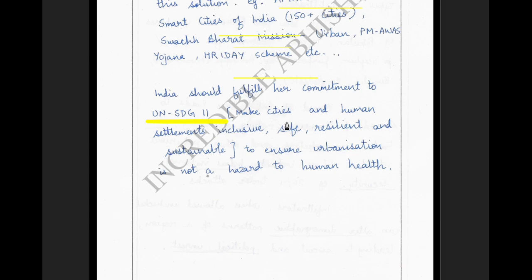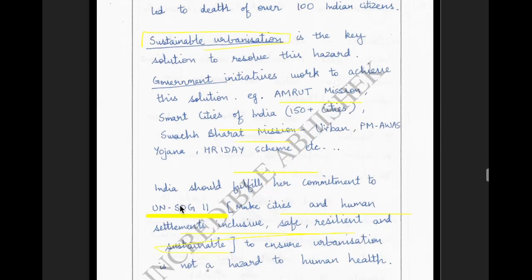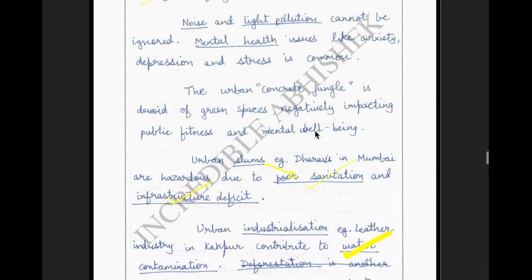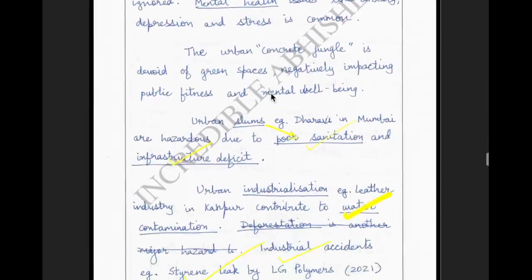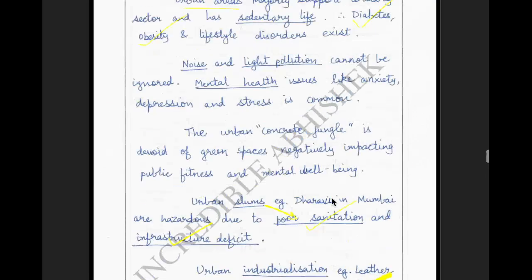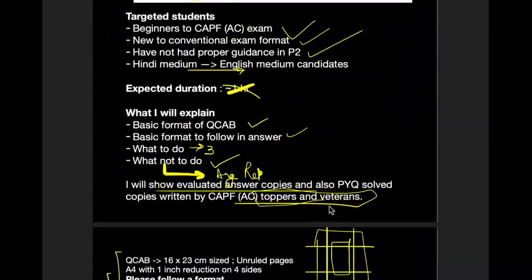And India should fulfill her commitment to UN SDG 11, make cities and settlements inclusive, safe, resilient and sustainable. You see, he has used the word the candidate learns and remembers, the SDG goals. He used the word sustainable here. He has used the word safe and resilient previously, and he has taken the word hazardous from the topic. Settlements, that is your urbanization area, to ensure urbanization is not a hazard to human health. He has basically copy pasted the entire essay topic again. So this is what I have taught you.